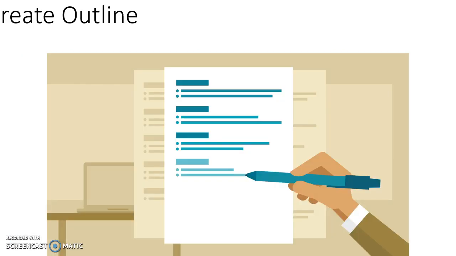Next, create an outline of what you are going to say. Once that outline is created, you can start to add in different elements to your PowerPoint or take some things away that you may not need.